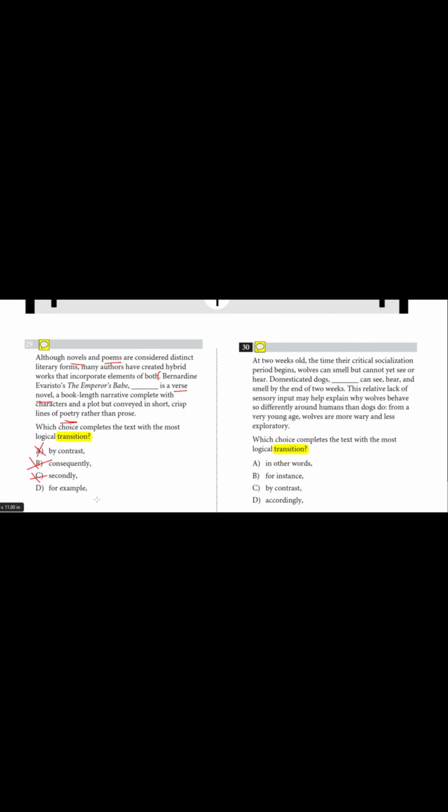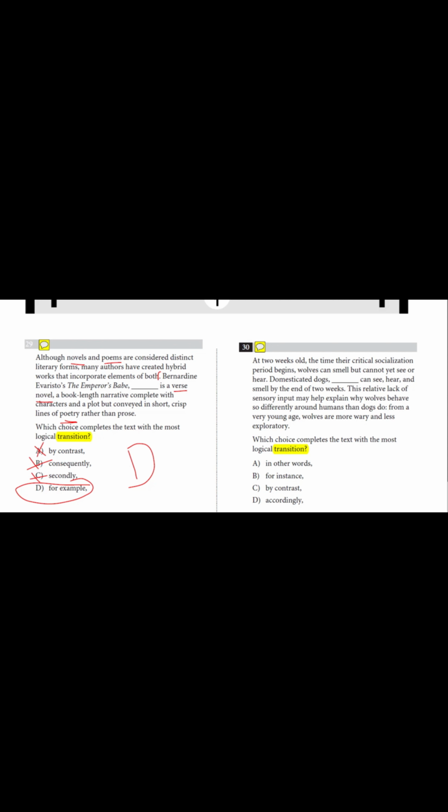So here we said that this novel, Emperor's Babe, gives us an example of how authors can merge the elements of poetry and novels in the same piece of writing. So for example is the best answer here. So the answer is D. Okay, is it clear? Okay, I'm gonna move to question number 30.